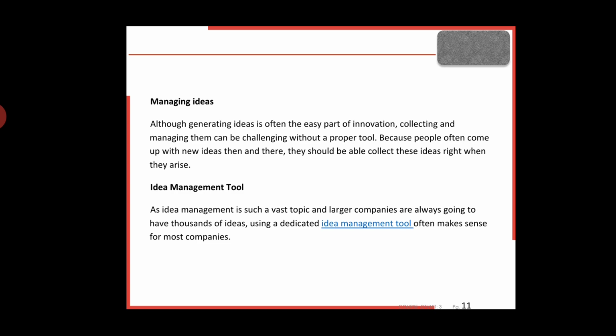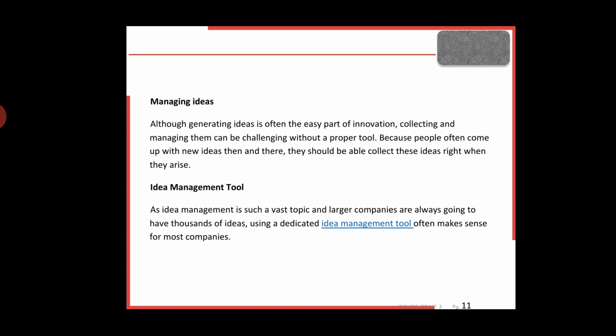Okay, this is the concept of how we can manage these ideas; we are able to collect these particular ideas right away. So finally, we can see what an idea management tool is. Idea management is such a vast topic.